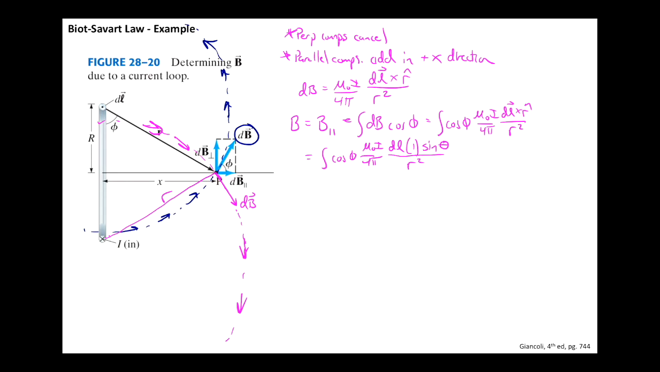So what is theta in this particular problem? Where's r hat? R hat points from dl over to the point P. So r hat, let me switch colors again, would point in this direction. And it always just points from whatever little segment you're looking at over to point P. So what is the angle between dl and r hat?